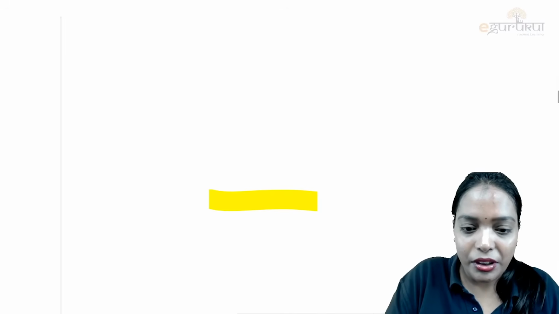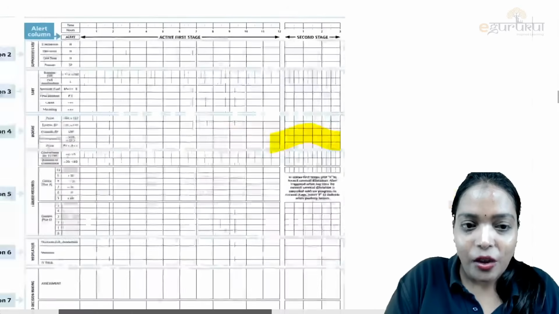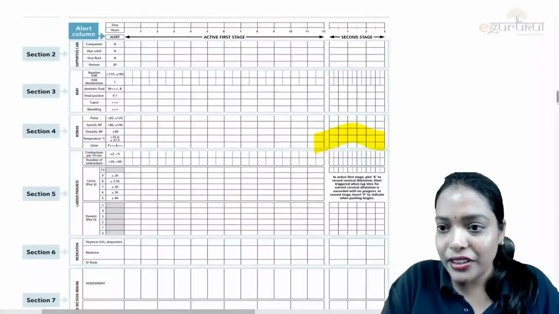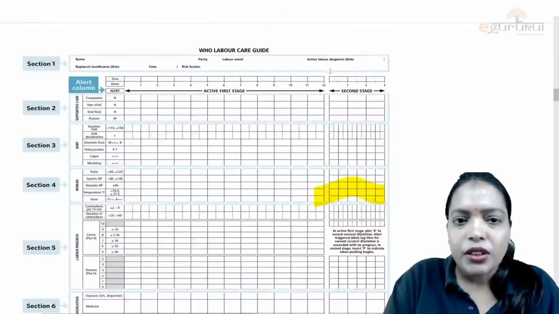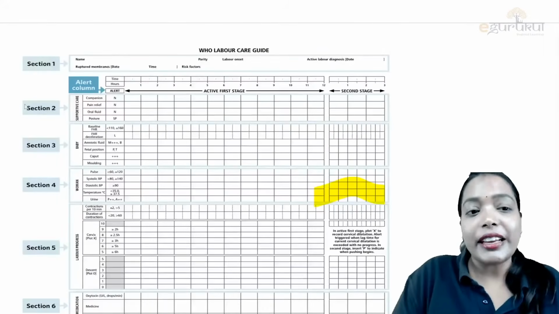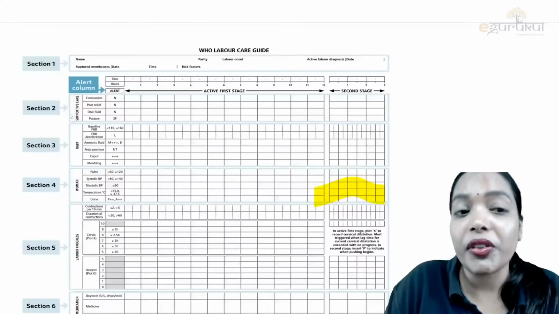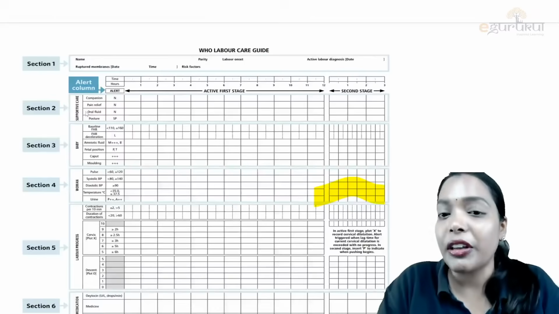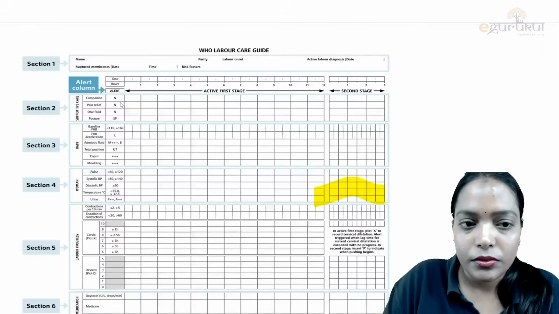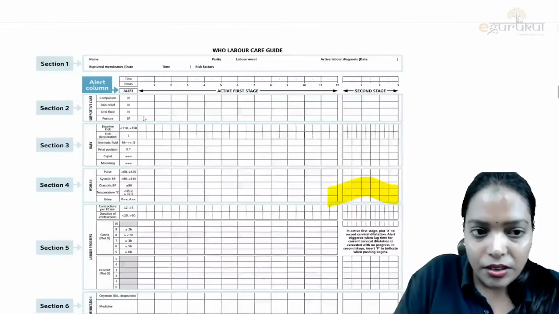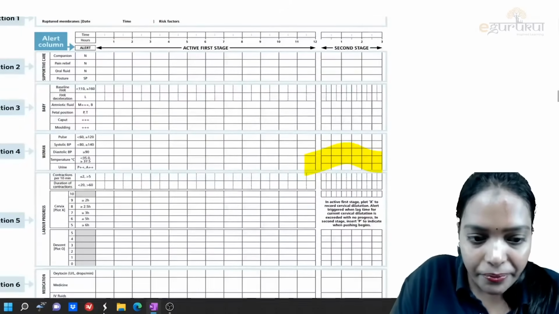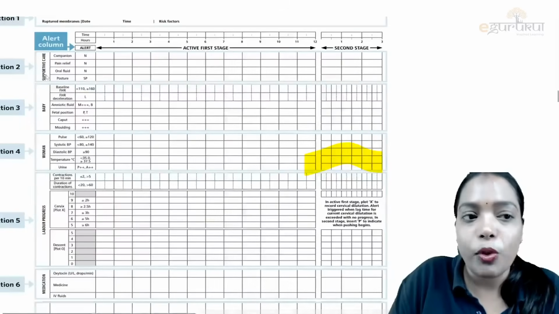So we had alert line, action line, all that is removed. Can you see now? So there are 7 sections. There are 7 sections in the labor care guide. So section 1 is same like the previous name and all that. Section 2 is regarding the supportive care. So we didn't have this section 2 previously. So now we are having this section 2 also. I hope now it is visible to you clearly. So section 2 we have the supportive care.